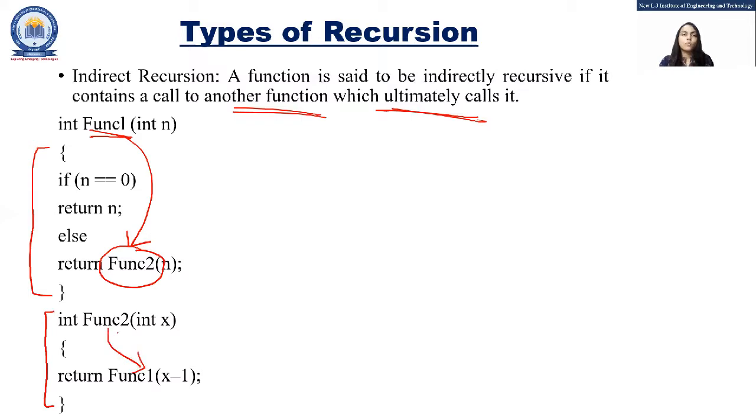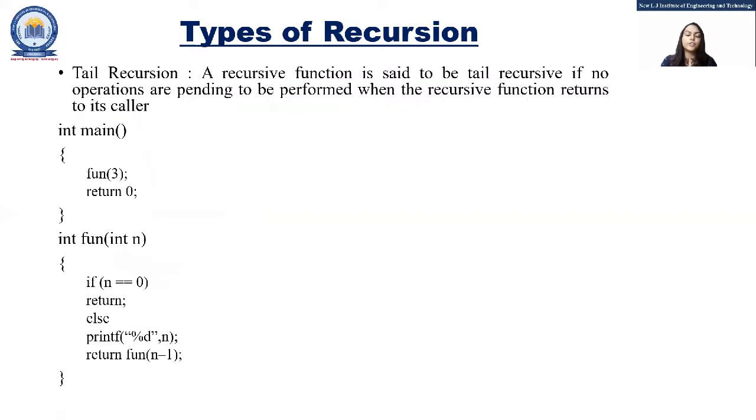So this is one kind of indirect recursion, wherein function 1 is calling itself, but not directly, rather via another function. Function 1 calls function 2, and function 2 in turn calls function 1 back. That is what is called indirect recursion. The third type of recursion is tail recursion.